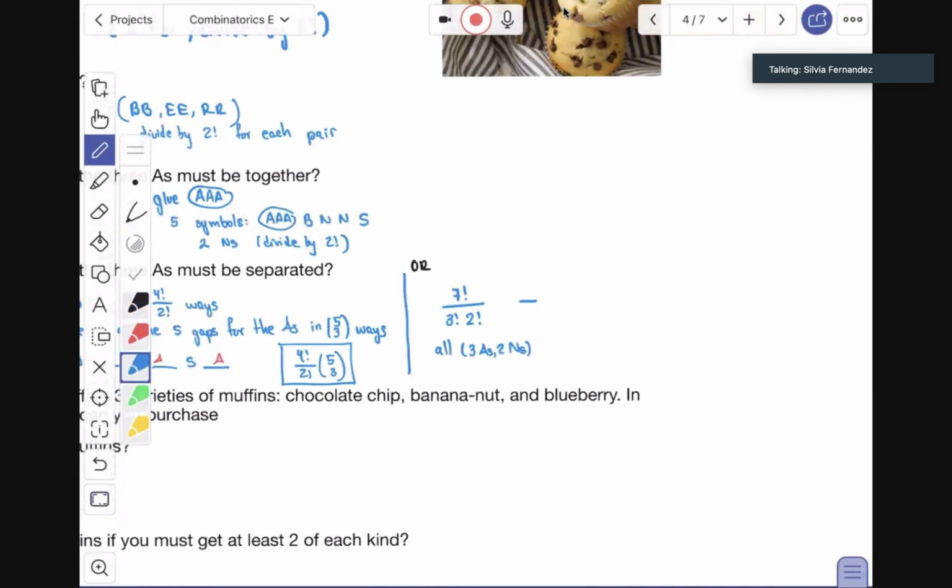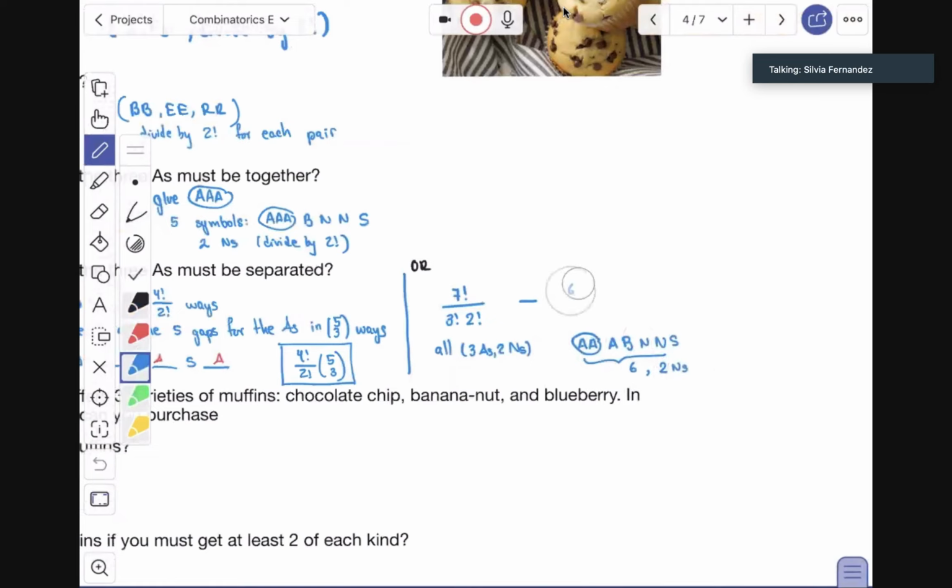But I need to be careful here. So one thing you can do is you can put 2 A's together, and then you have another A, and then you have all the other letters. So B, N, M, and S, right? So this is 6 symbols, and only 2 of them are equal.